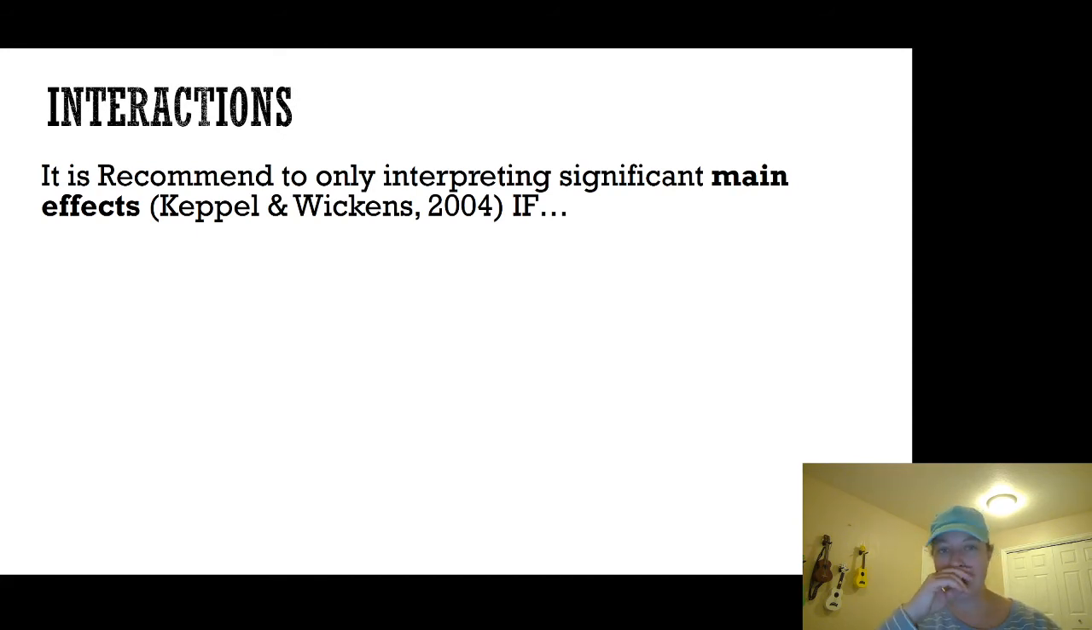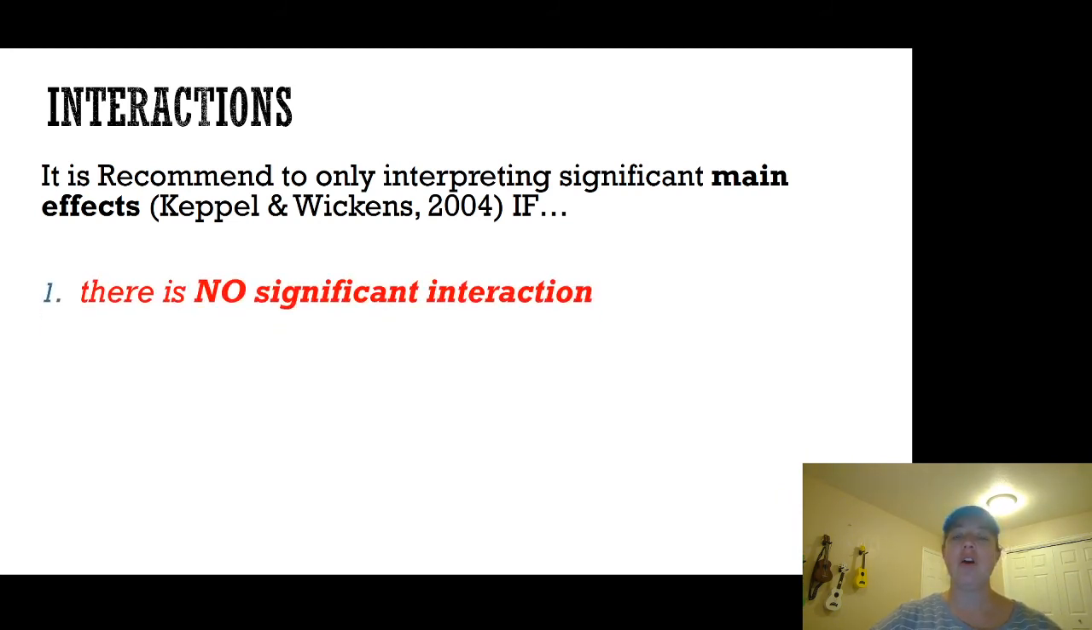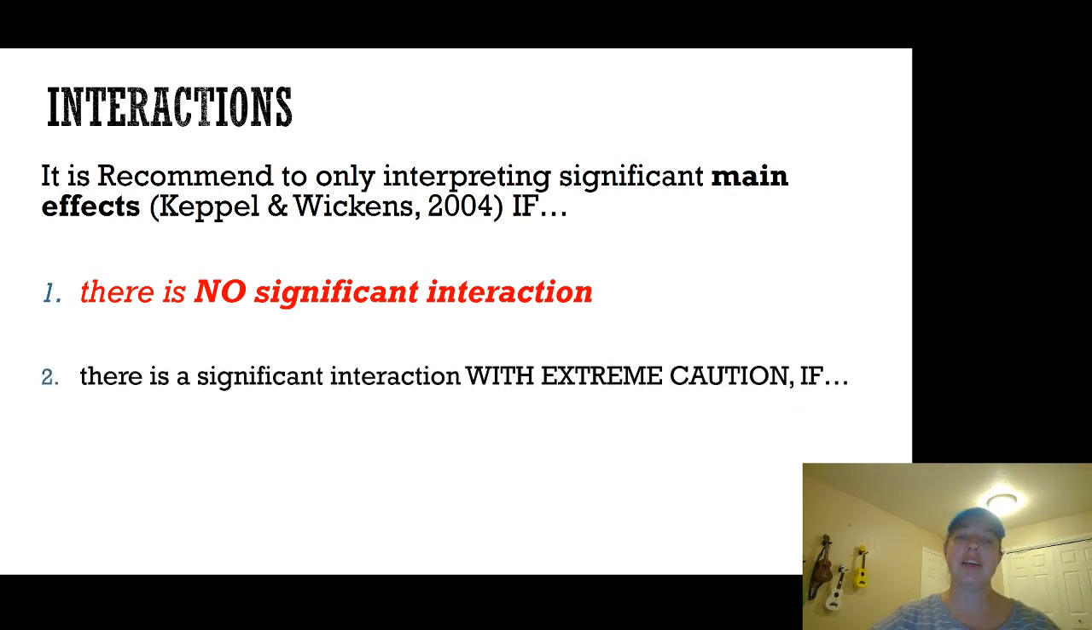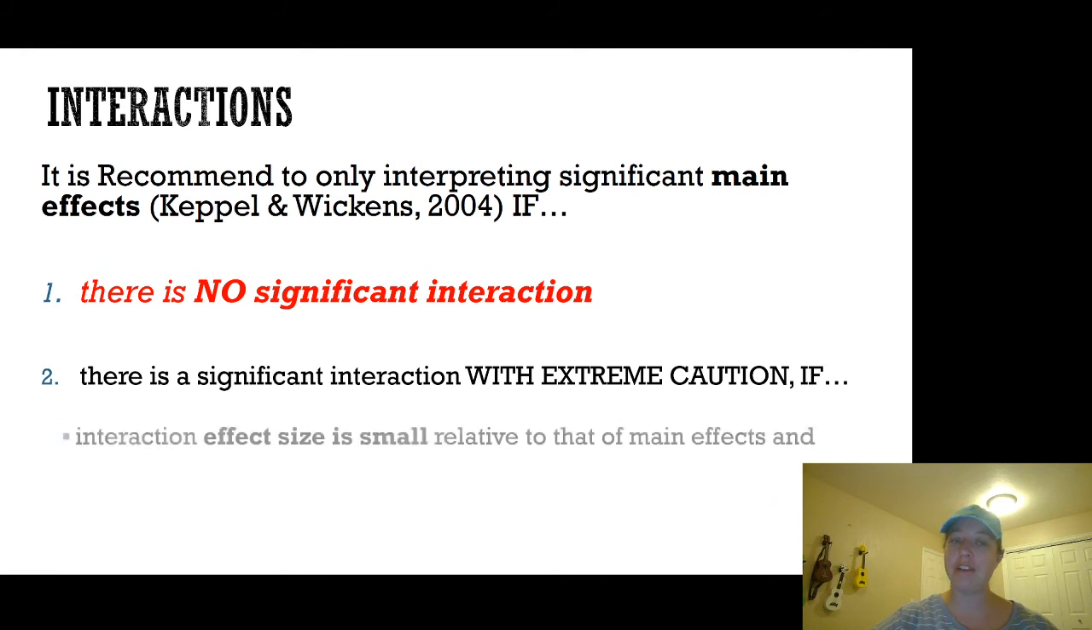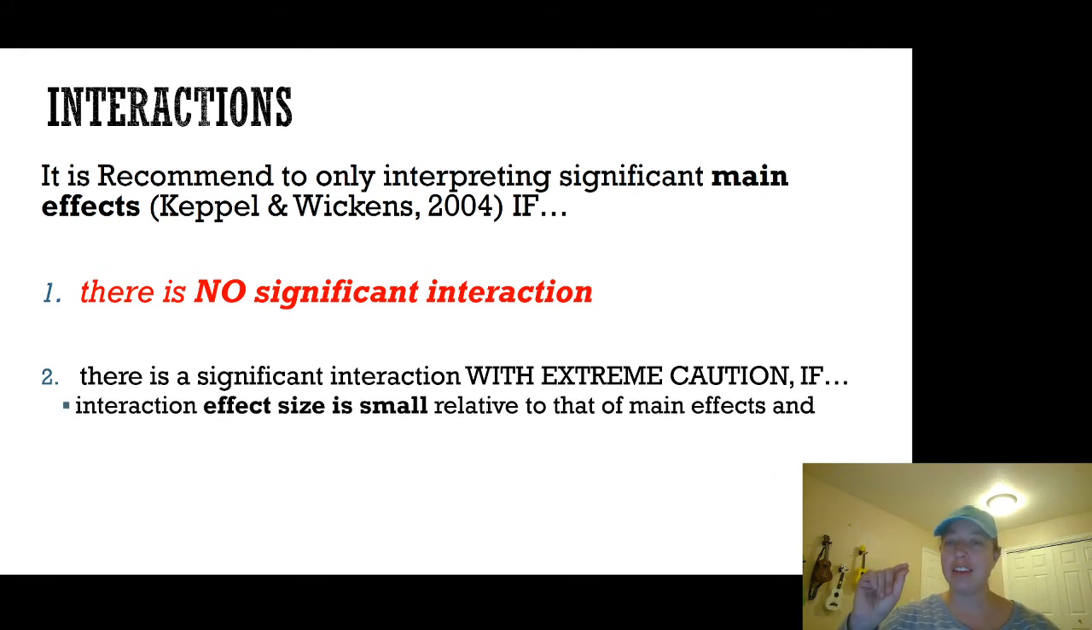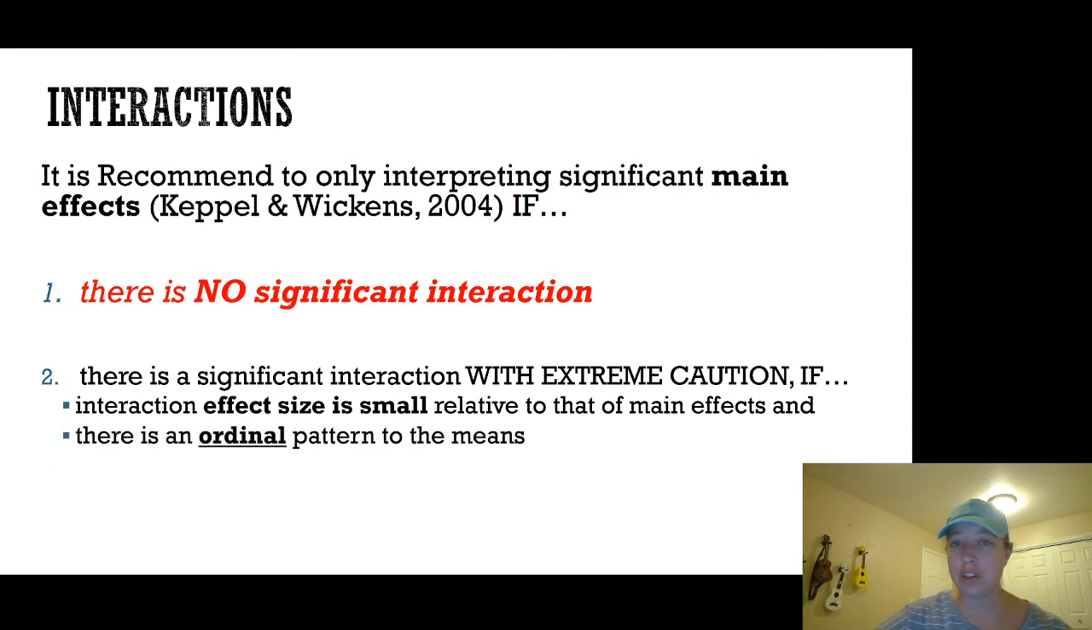So, when is the only time we would interpret main effects? In the presence of an interaction? Well, we can look at main effects if there's no interaction, but if there's an interaction, we can cautiously look at main effects if it is a mild interaction, as in the effect size is small. How small? 0.03, 0.04 for partial eta squared, and it's ordinal.